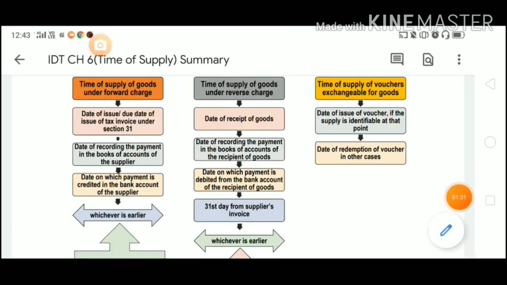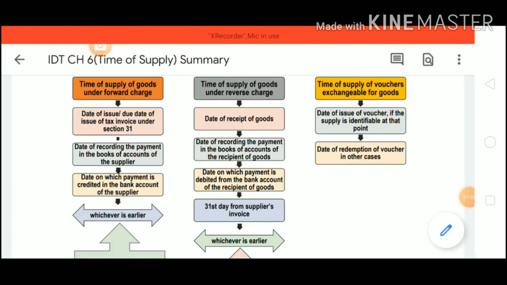Section 31, as you all know, states that a registered person has to issue the invoice before or at the time of two cases. If the supply involves movement of goods, then the registered person is required to issue the invoice before or at the time of removal of goods, and in other cases, a registered person is required to issue the invoice before or at the time of delivery of goods.